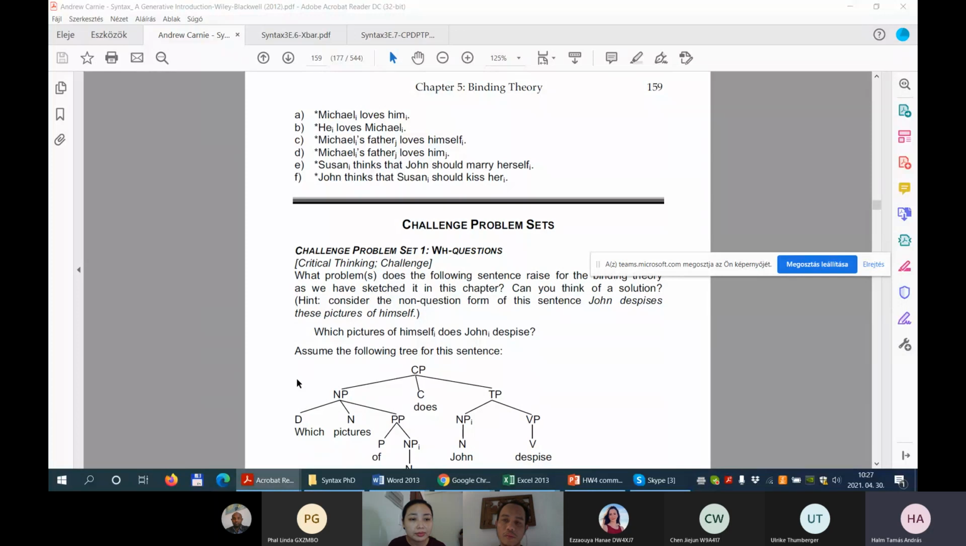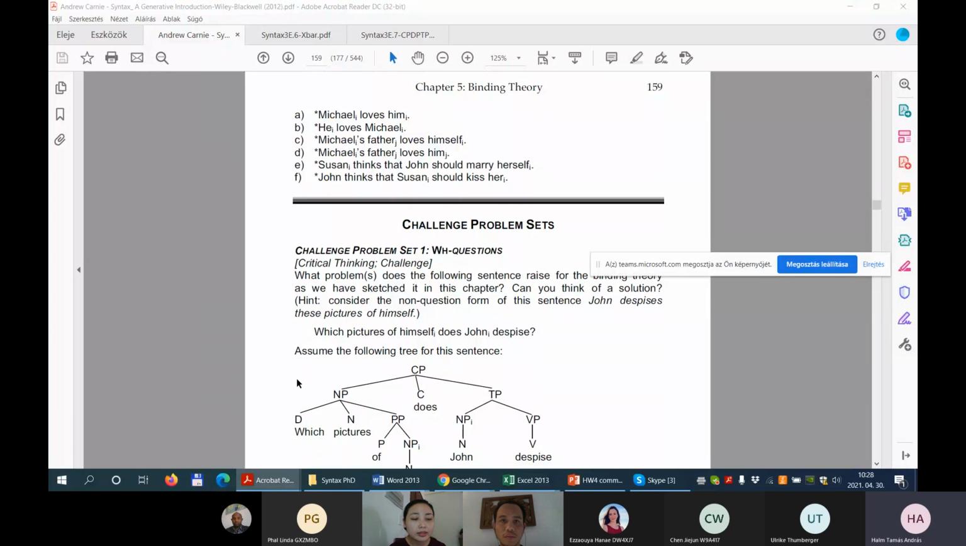I fully agree. So this is a complex sentence. There is a main clause and a subordinate clause, and this means that there are two binding domains, and indeed this means that Susan doesn't bind herself. Great. What about F?